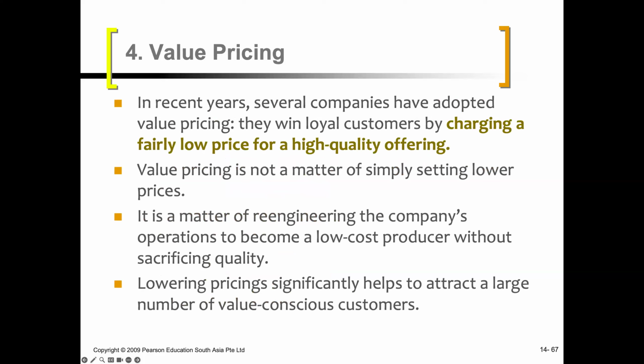Talking about value pricing, in recent years several companies have adopted this strategy. They win loyal customers by charging a very low price for a high quality offering. Value pricing is not a matter of simply setting lower prices, but a matter of re-engineering the company's operation to become a low-cost producer without sacrificing quality. Lowering pricing significantly helps to attract a large number of value-conscious consumers.